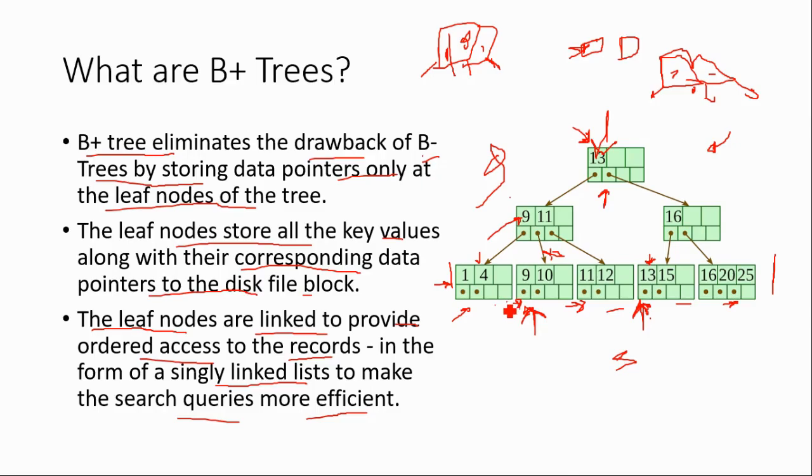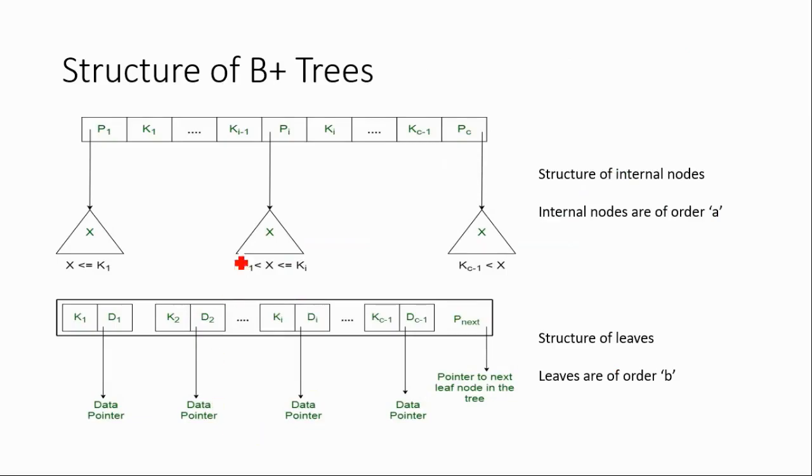So we have to access only the leaves, with no entering into the tree. So this is the B+ tree. Now this is the structure of the B+ tree. We have first shown the images, because giving the description later will be easier. So this is the structure of an internal node. And one important thing is that internal nodes are of order A.